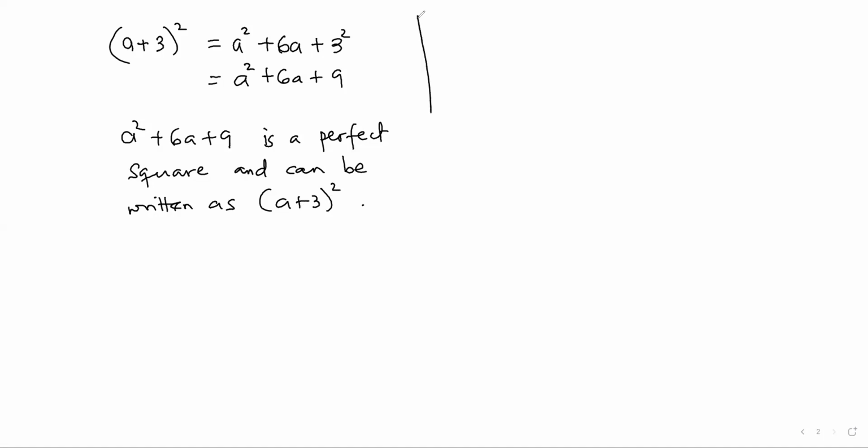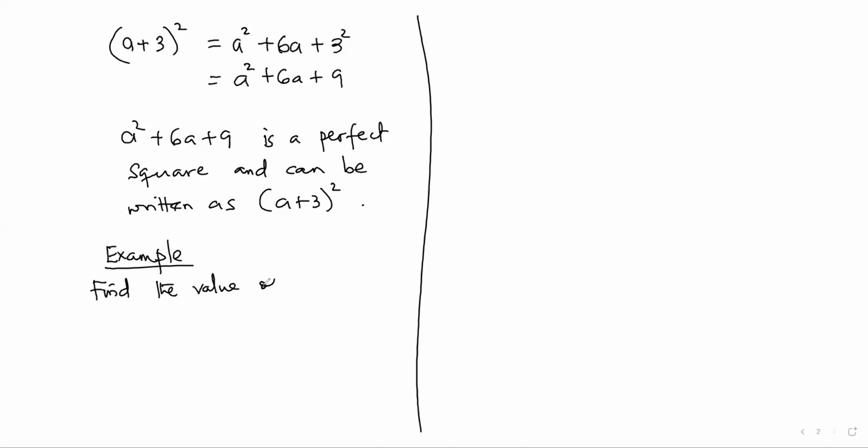Let's take some examples on perfect square, so you understand it more. Find the value of a if x squared minus 5x plus a is a perfect square.